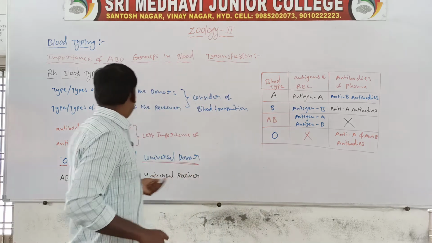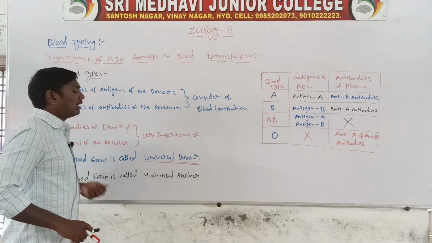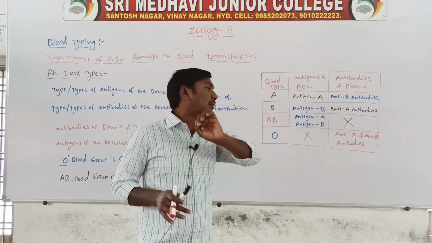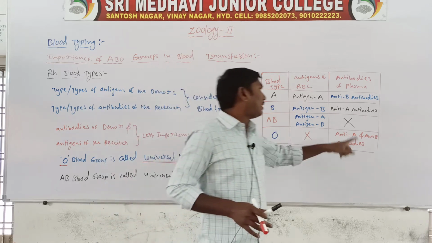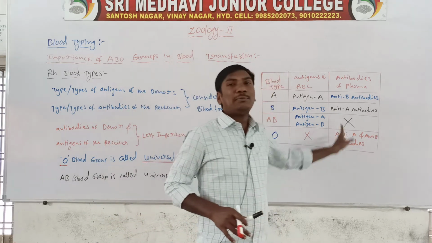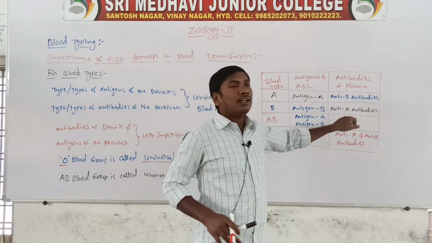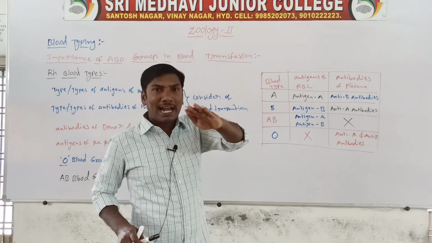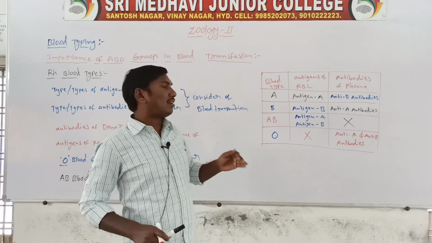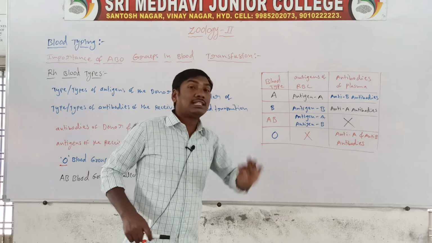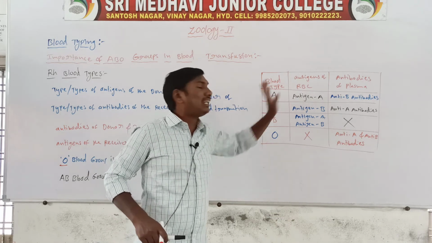Next one, the AB blood group is called the universal receiver because antibodies are absent in the AB blood group. And the O blood group is called the universal donor because antigens are absent.